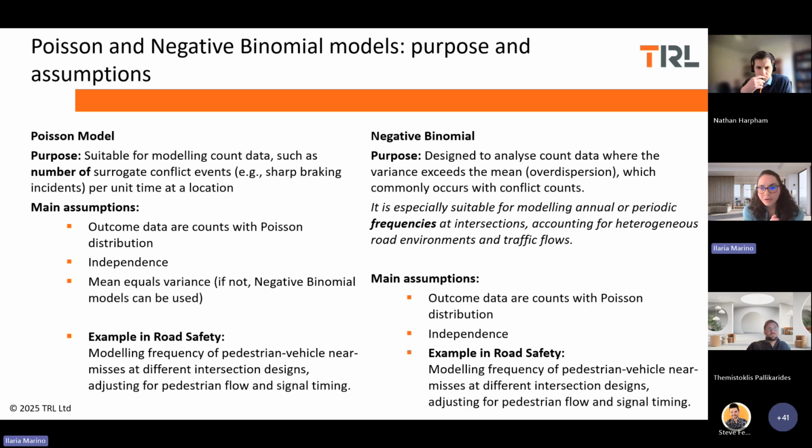Other models that we may want to use, and we use those a lot, are count models, so the Poisson model and the negative binomial. Again, we may want to use these where we have frequency to assess, for example, the number of conflicts in this case. The difference between the two is that the Poisson model assumes the mean to be equal to the variance, but often this is not the case. Often we find in our data there is overdispersion, so we may want to use the negative binomial instead.